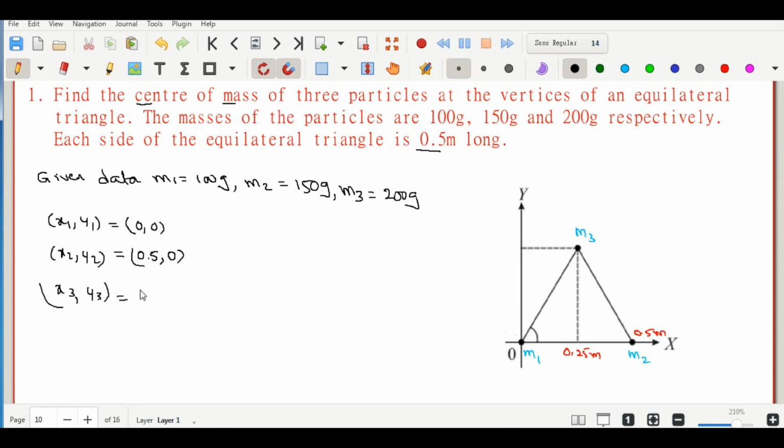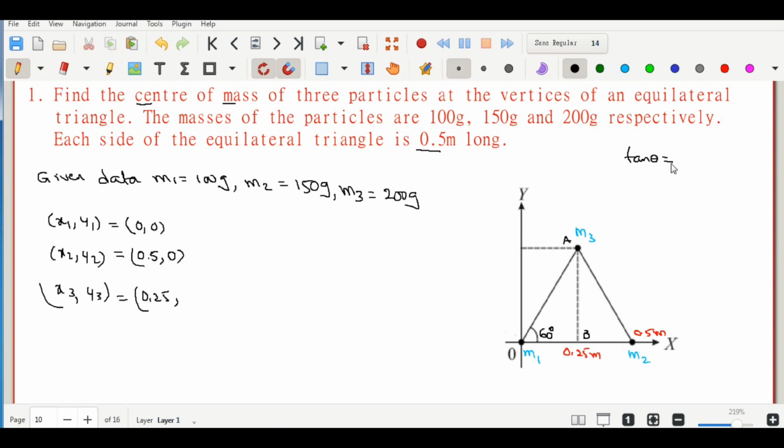This is 0.25. Then I have to find y3. The y3 will be the height of this equilateral triangle. Everybody knows the angle of an equilateral triangle is 60 degrees. So we have to find tan theta here. Assume this is A and this is B, so I have to find AB, which represents y3 here.